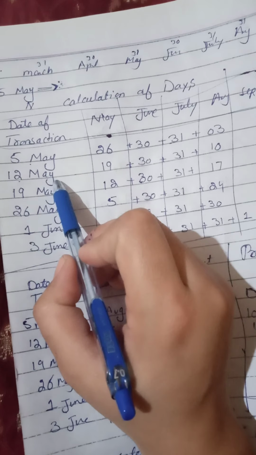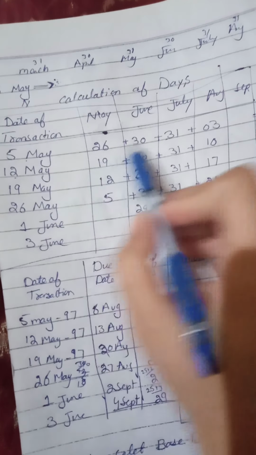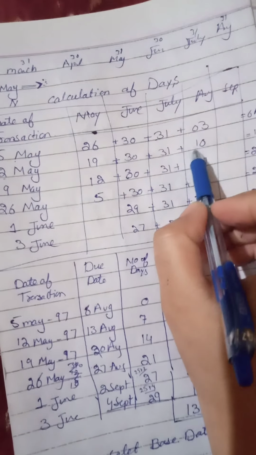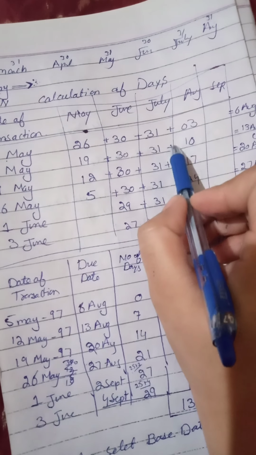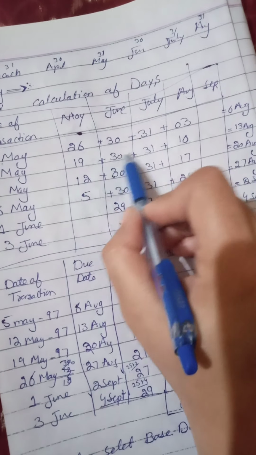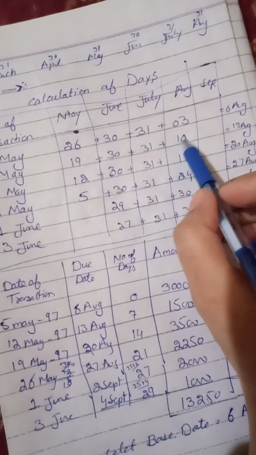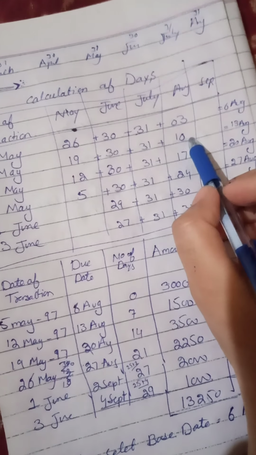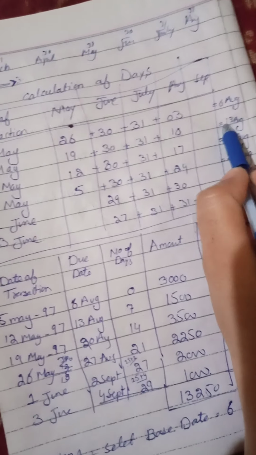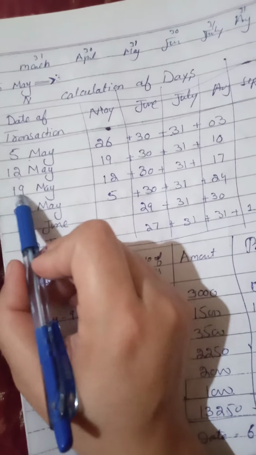13 May to 31st May, 19 days. 30 days from the month of June. 31 days from the month of July. 10 more days are required to get 90 days. 10 from the month of August. If I add these 4 numbers, I will get 90. So 10 August is my due date. No, I will add 3 days of grace. 13 August is my due date. In the next transaction, 19 May.